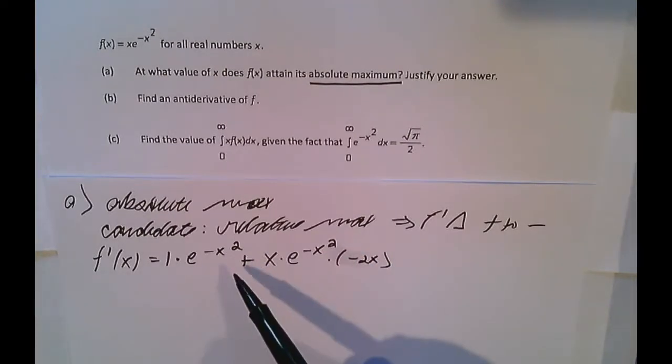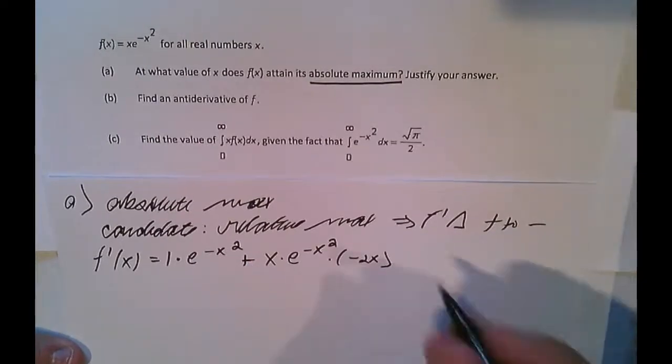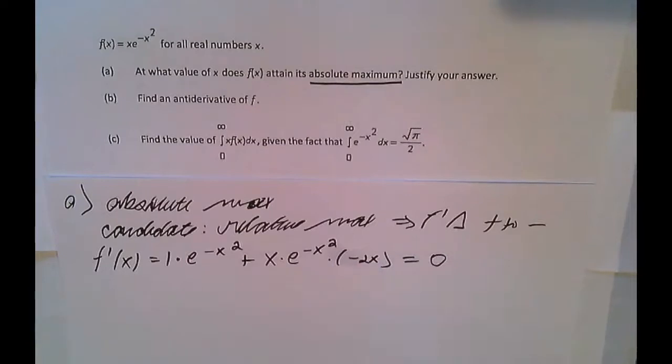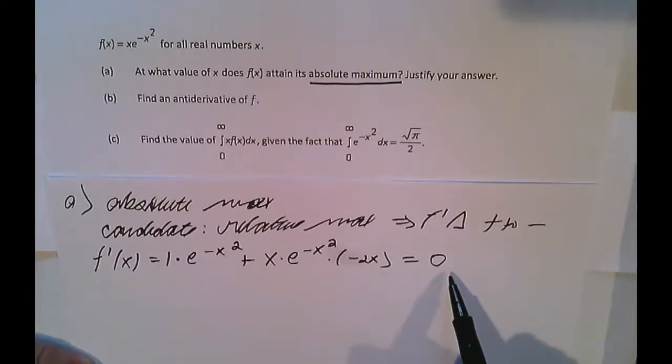Well, that's your derivative. You're trying to figure out where the derivative changes from positive to negative, so we're going to set the derivative equal to 0. Holy moly, look at that. You've got to figure out where this equation is equal to 0, and you don't get a graphing calculator. Well, what could you do?